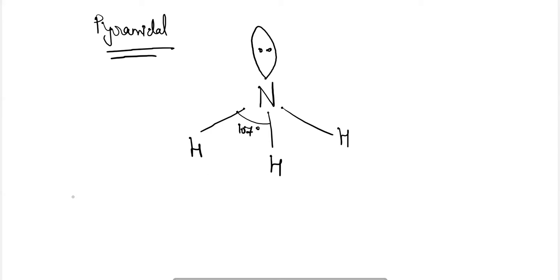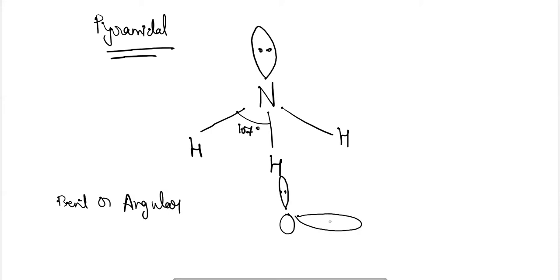Similarly, for water also the shape is bent or angular. But the bent or angular structure here is different. Here the lone pairs of oxygen, 2 in number, will be possessed by oxygen like this. And due to this, the hydrogens bonded with oxygen will bend like this, and the angle between them will become 104.5 degrees.